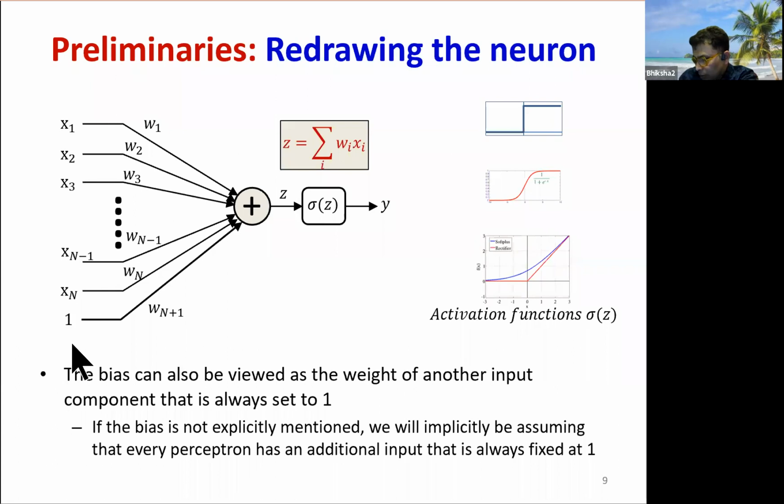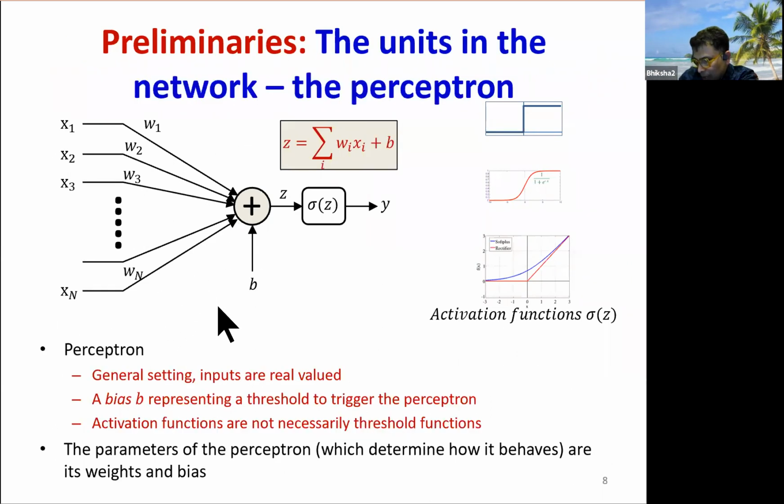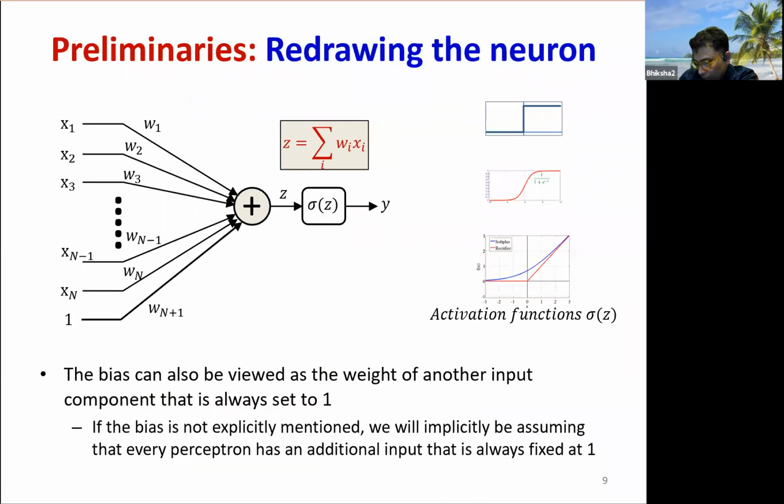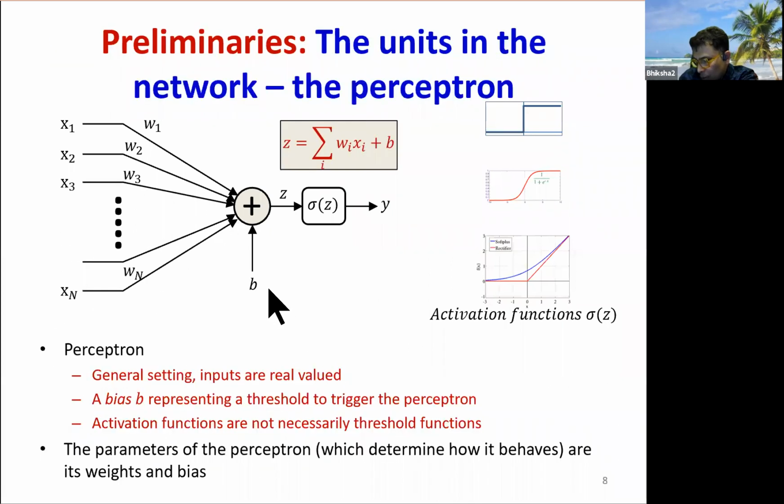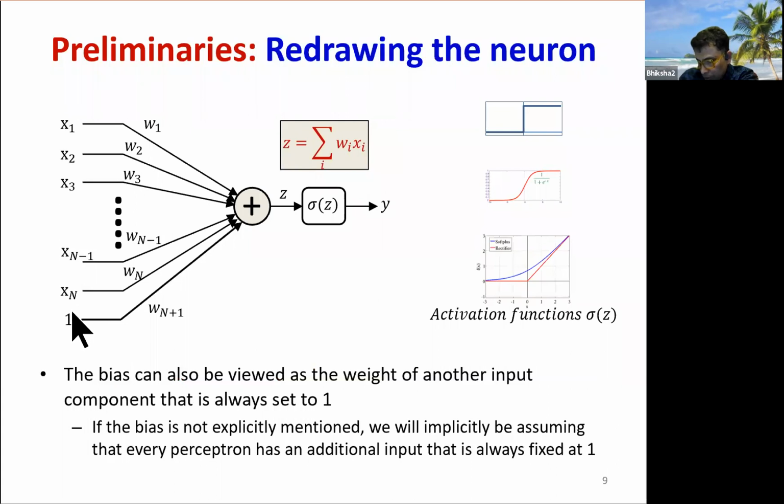So we can think of the neuron as having an additional input, which is always fixed to 1, in which case the weight corresponding to this input becomes the bias. So this picture and this picture are the same. Instead of having a bias going in, I can say that there's an input with a constant value of 1, and the weight corresponding to it is the bias. This representation is convenient because then I don't have to distinguish between the weights and biases. So anytime in my slides when you don't see an explicit bias, you must assume that I'm using this representation.